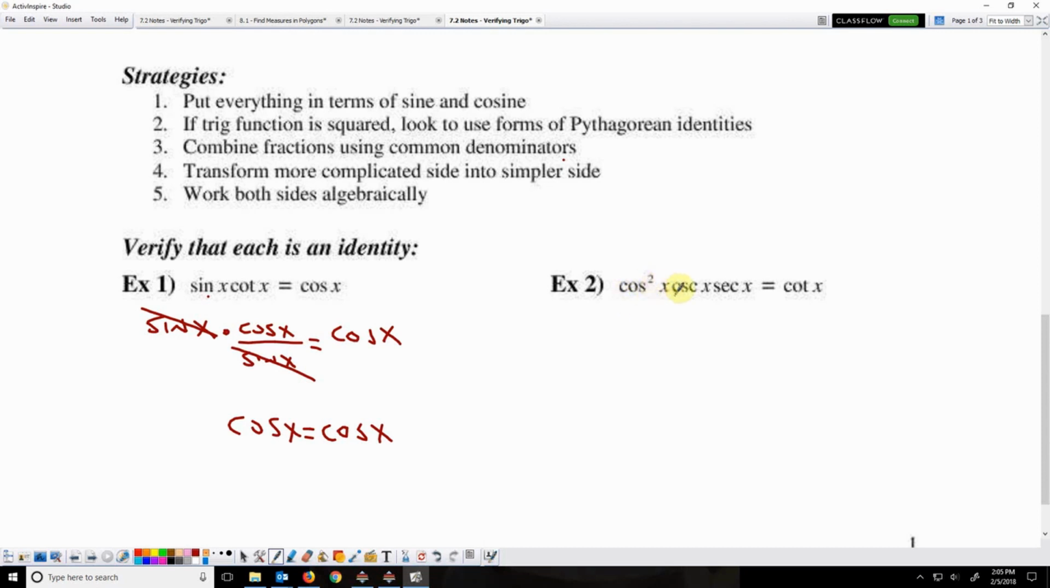Example 2: cosine squared x, that's already in terms of sine or cosine, so I'm going to keep that as it is, times cosecant x, and cosecant is the reciprocal of sine, so that's 1 over sine x, times secant x, which is 1 over cosine x, equals cotangent x, and cotangent is cosine x over sine x.